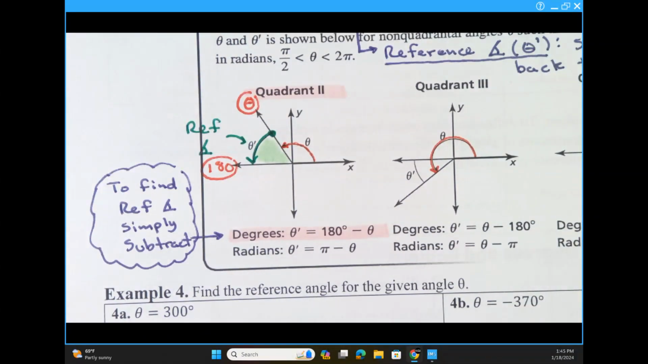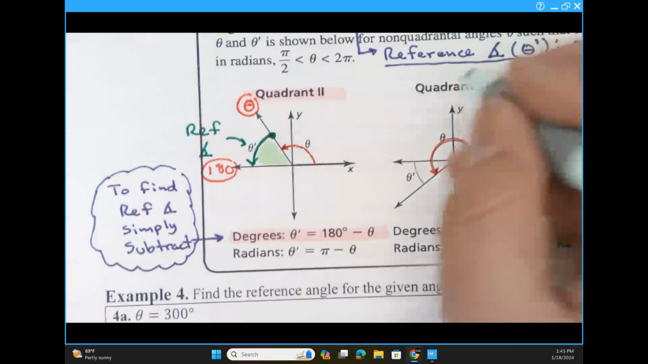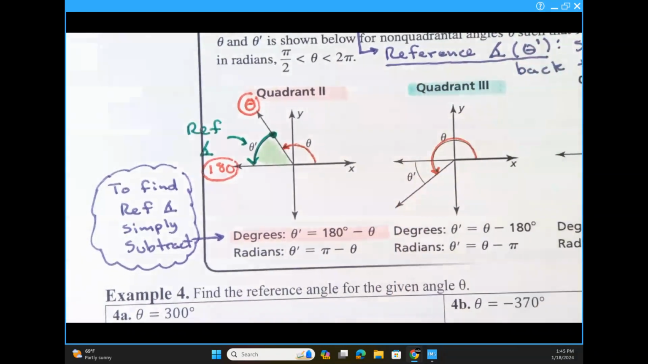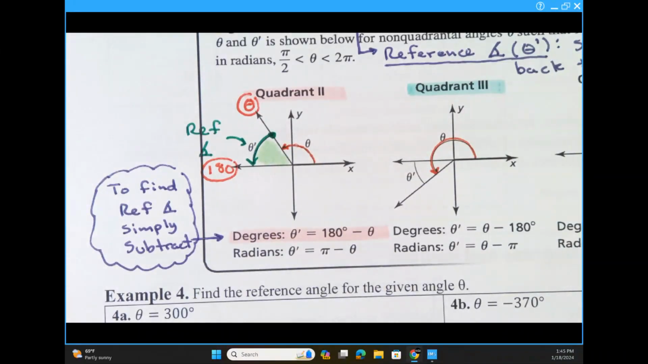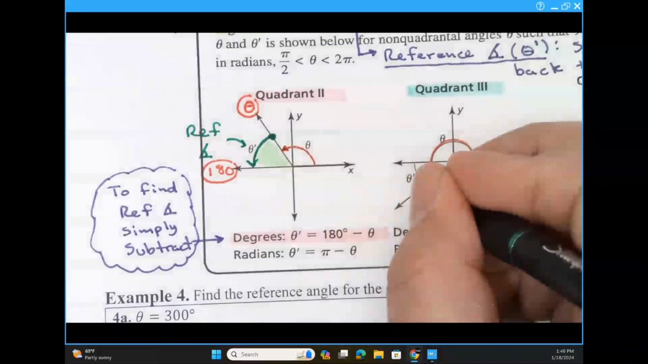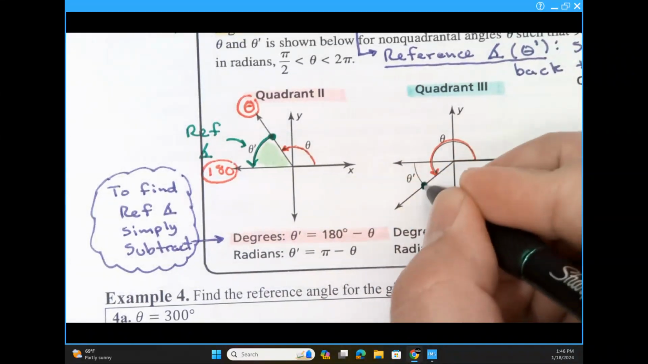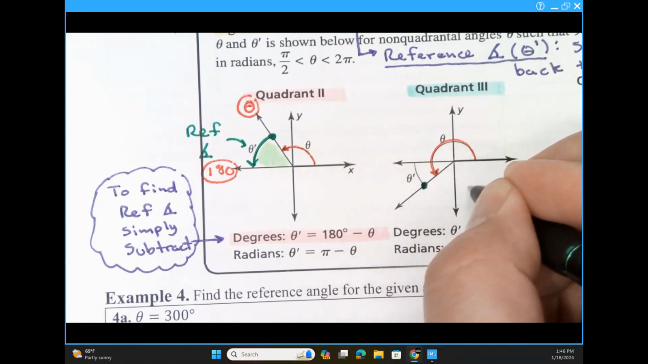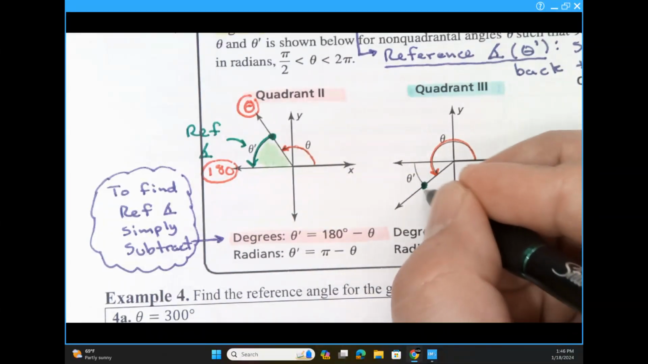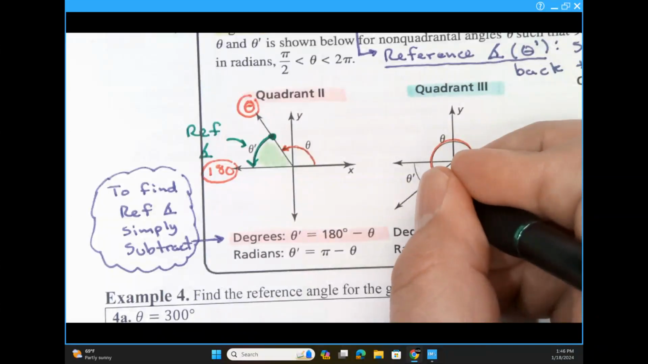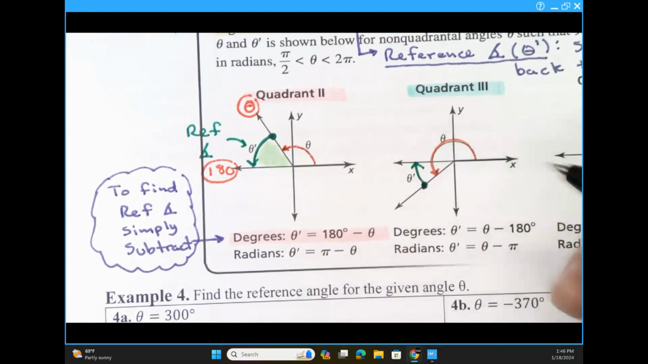Now, we also have one in quadrant number 3. Now, when I'm in quadrant number 3, it does change a little bit. Notice, I'm standing right here in quadrant number 3. But I want to go back to the x-axis. Now, I could keep going this way, but notice that path is too long. We want the shortest distance back. So actually, I'll backtrack on this one.